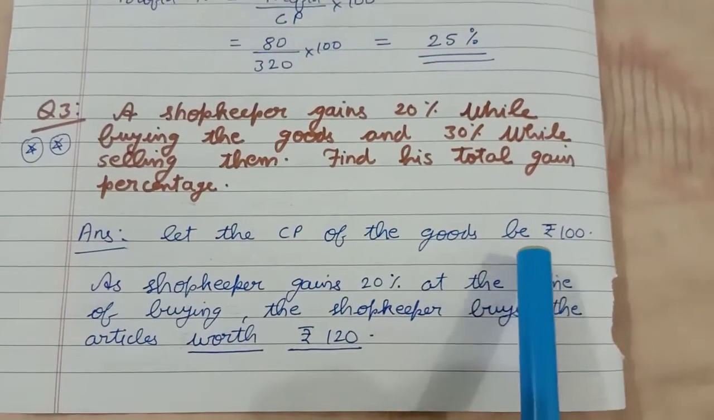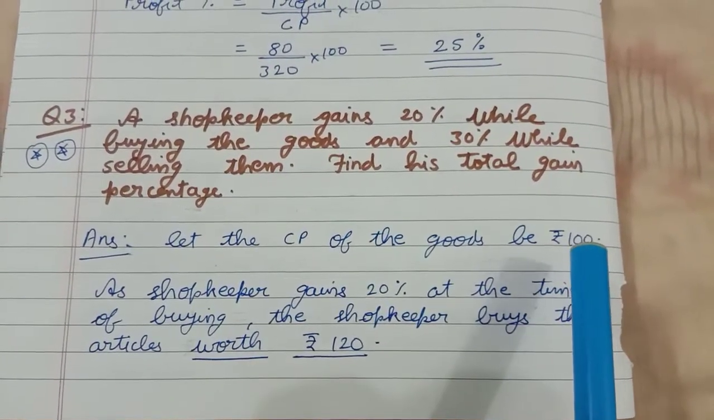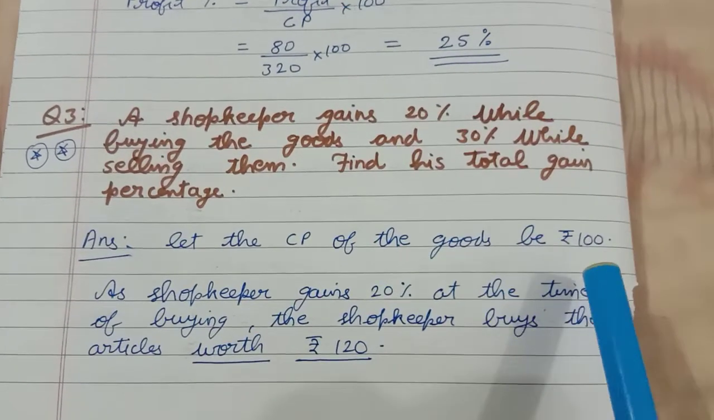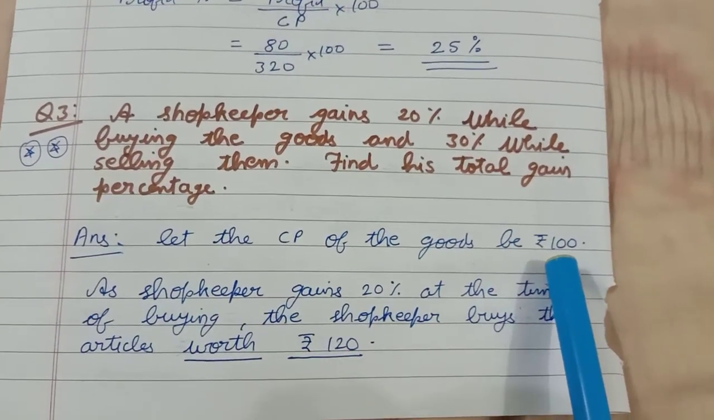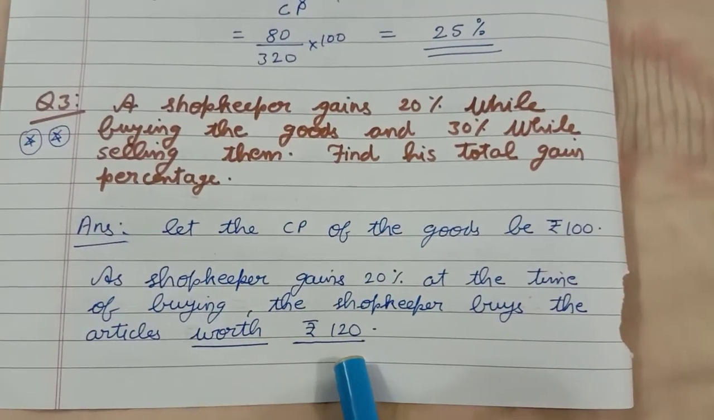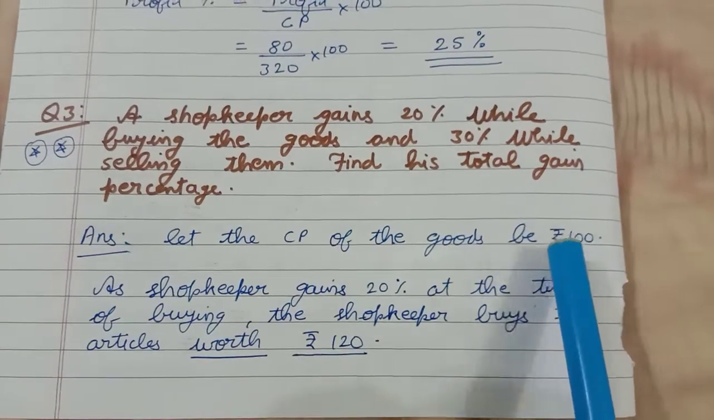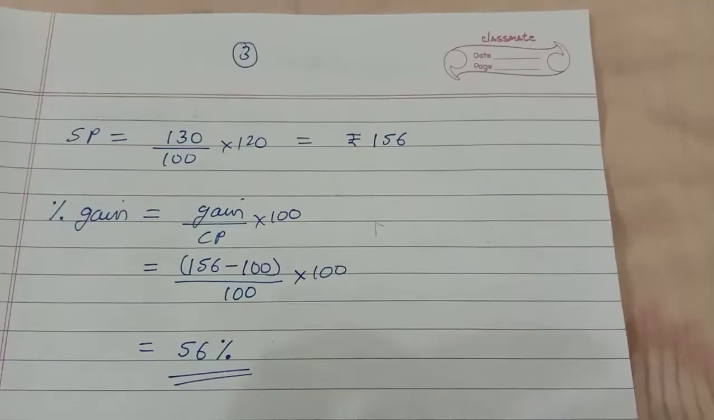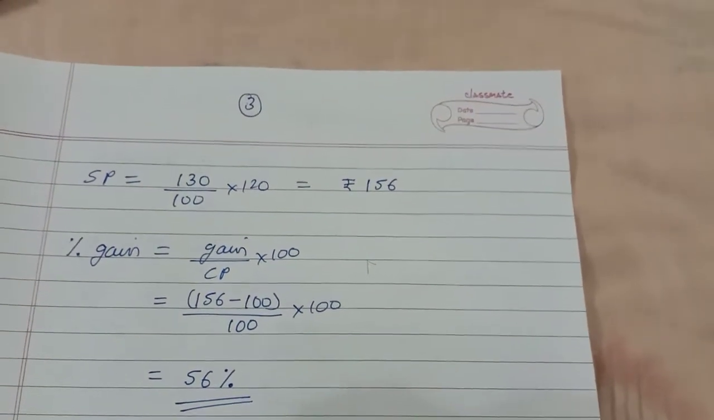So while buying that article, he earned 20% on this. Are you getting it? How come? 20% of 100 is rupees 20. So the rupees 120 article he bought at 100. So he earned 20%. Clear? Let's move ahead. Now the selling price.